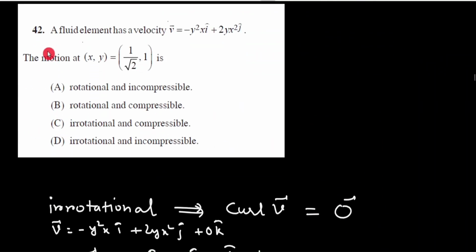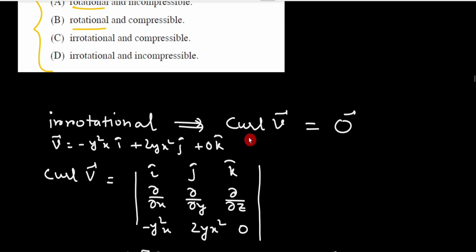Question number 42 is from fluid mechanics, fluid dynamics. The question says that a fluid element has velocity vector v given, and the motion at the point (1 by root 2, 1) is rotational and incompressible, rotational and compressible, and the fourth option is given here. Now we need to know what is rotational, what is irrotational, what is compressible and what is incompressible. For an irrotational vector, we have curl v equal to 0 vector. Now we have to check whether the curl of v is equal to 0.